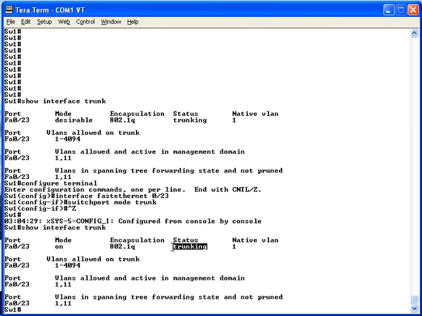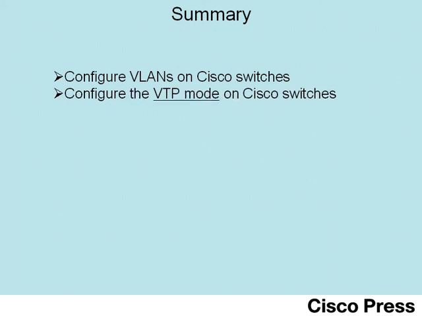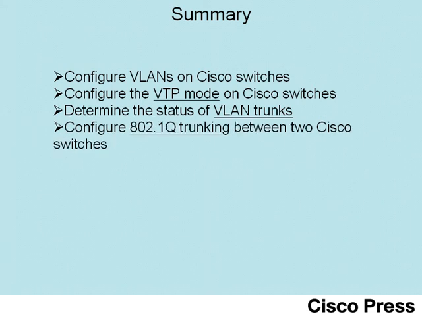We're still using 802.1Q, and the status is still trunking, meaning that we're still using trunking between the two switches. As it turns out, with switch 2 in dynamic desirable mode, switch 2 starts to negotiate trunking, notices that switch 1 is already using trunking, so switch 2 says, okay, the other guy wants to trunk, so I will too. This concludes ICND2 Lab 1. In this lab, you've seen how to configure VLANs on Cisco switches, how to configure the VTP mode, how to determine the current status of any VLAN trunks, and how to configure 802.1Q trunking between two Cisco switches.